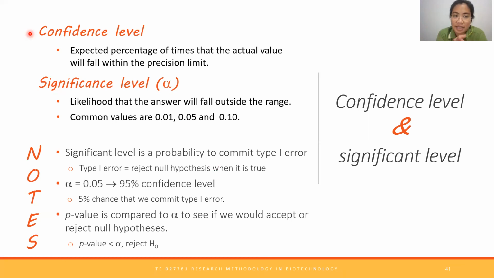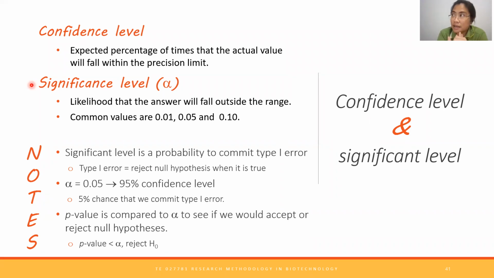The confidence level is the expected percentage of time that the actual value will fall within the precision limit. That means, more or less, how many percent this thing would happen. How confident are you that that thing happens? Another word is significance level. The significance level is the likelihood that the answer will fall outside the range. The significance level is alpha.